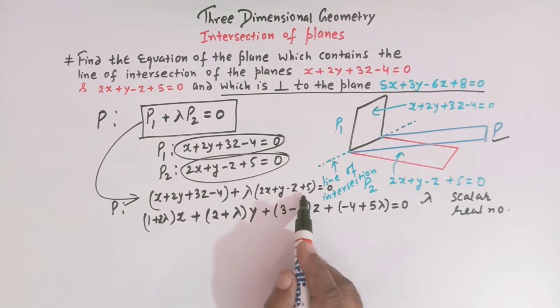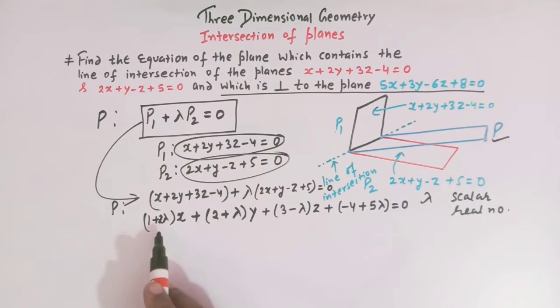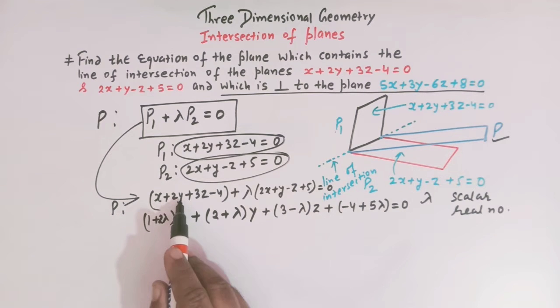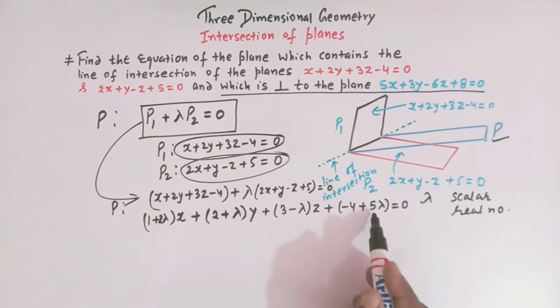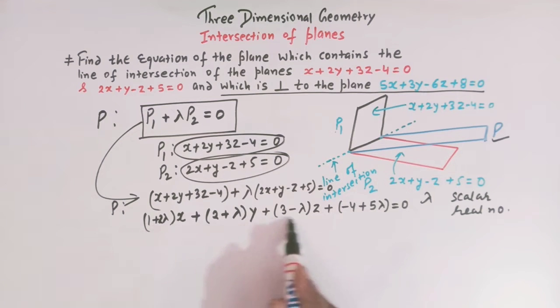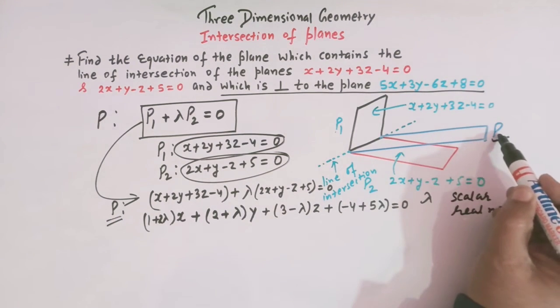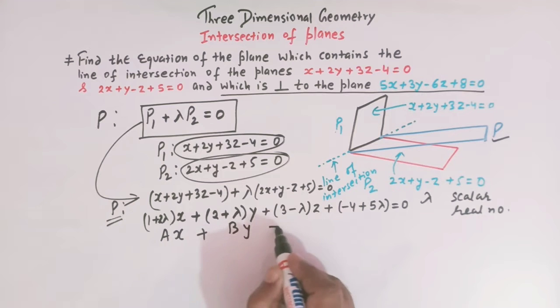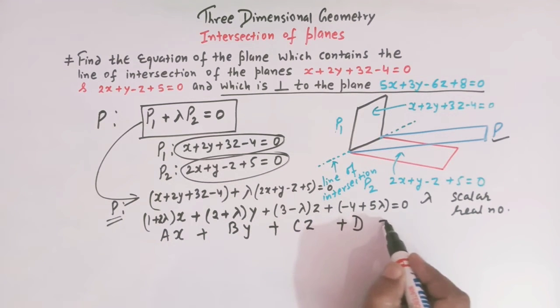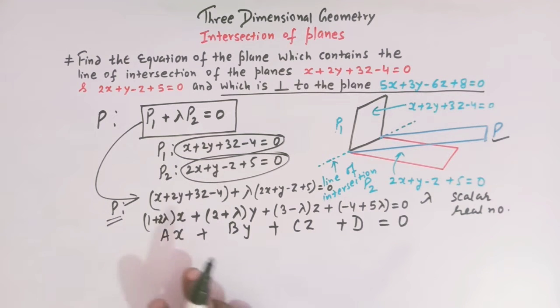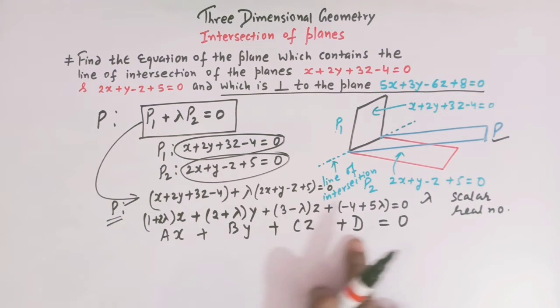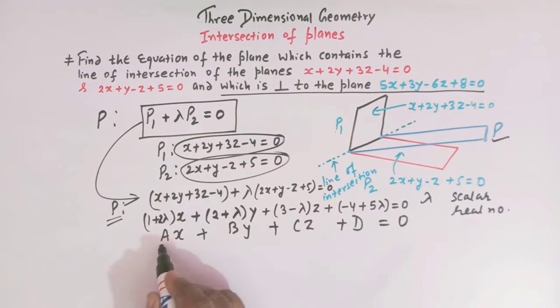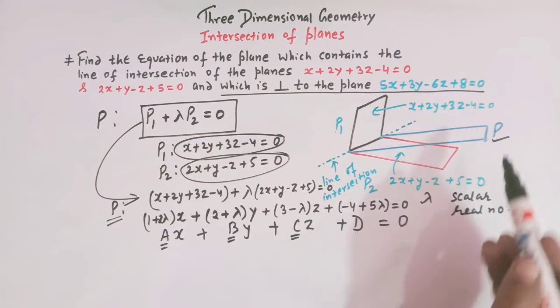So what we have done over here, we have collected the coefficients of x, y and z and the constant term. So now we have expressed the equation of this plane P in the form ax plus by plus cz plus d is equal to 0. Any equation of this type always represents a plane, and a, b and c are the direction ratios of the normal vector to this plane P.